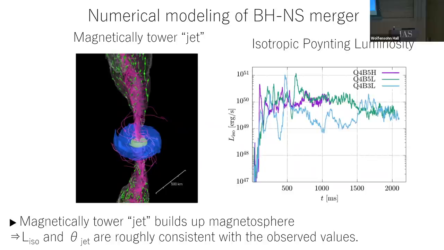But of course, it depends on the spin of the black hole and the equation of state of the neutron star. In this system, because we are interested in a system which is subject to tidal disruption, we assume the black hole spin is 0.75 in non-dimensional spin. What were the mass ratios of this? Mass ratio is Q equals 4 and Q equals 6 or something.